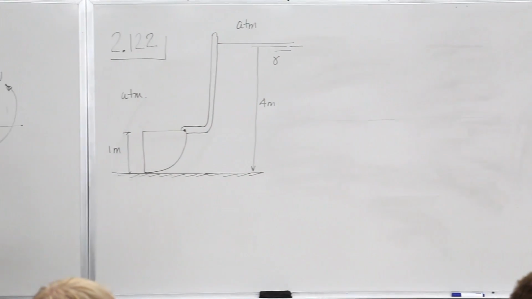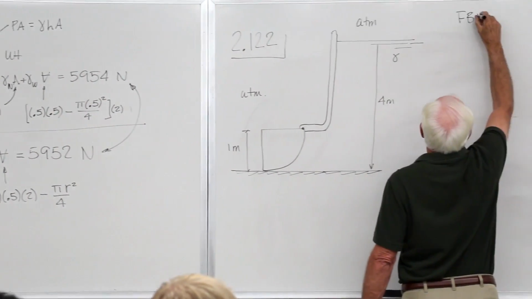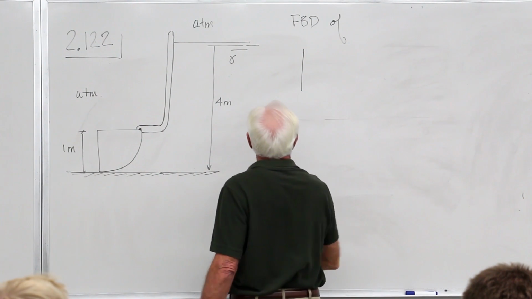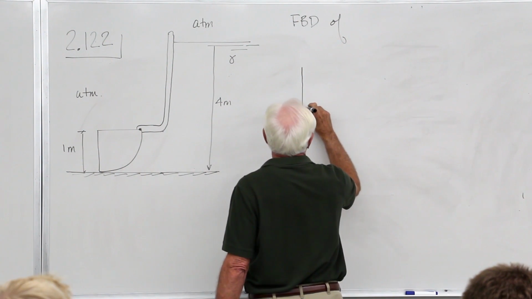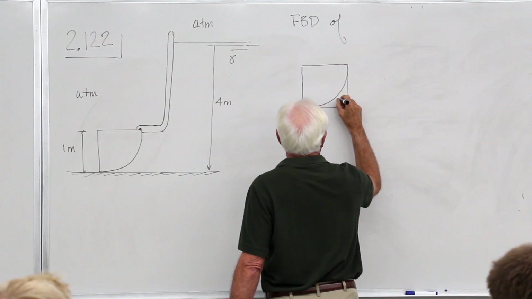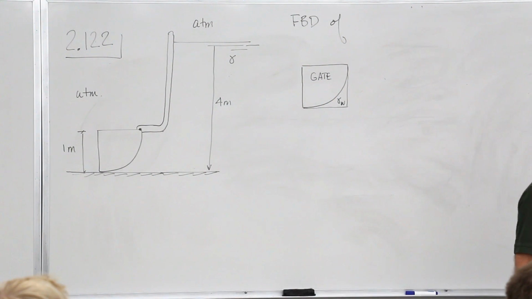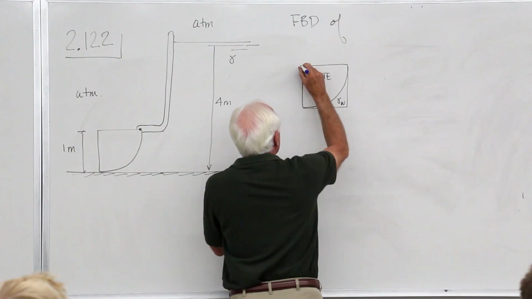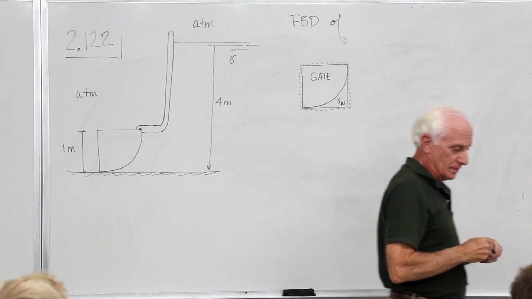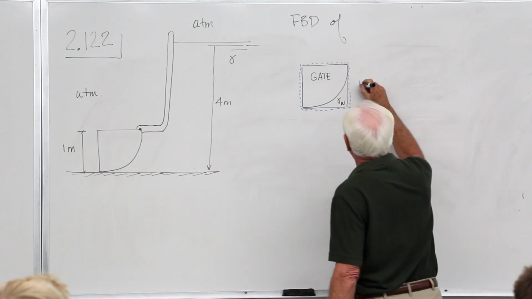And I'm going to do like I did up here. Okay. So now I'm going to take a free body diagram, and I'll show you here what it is. Let me move it down some. This is gamma water, and this is the gate. And I'm going to take the free body diagram of that whole thing. Okay. So if I do that, here's the free body diagram.